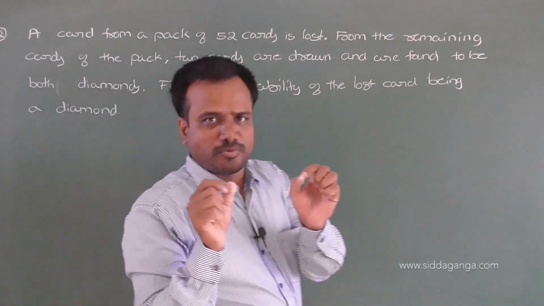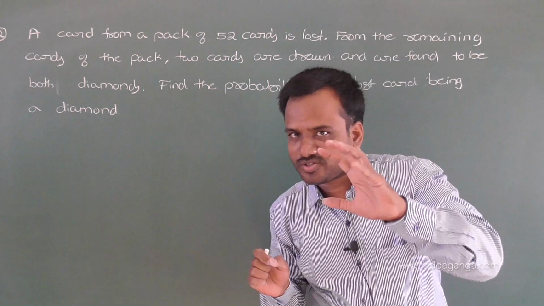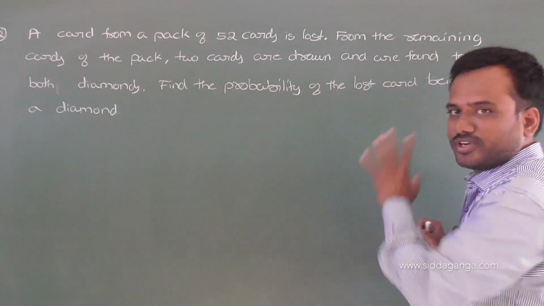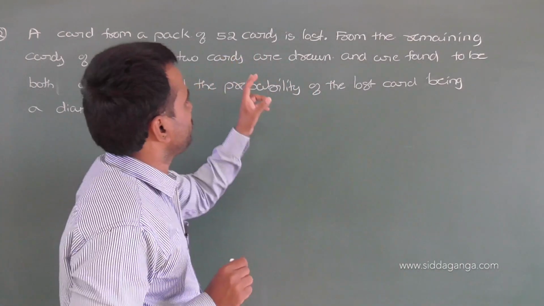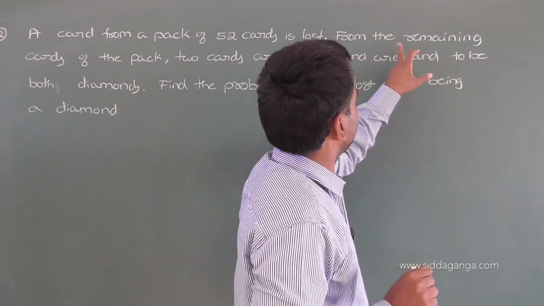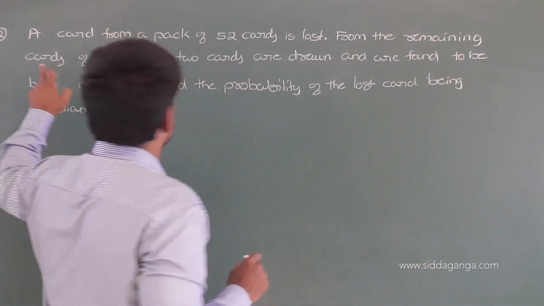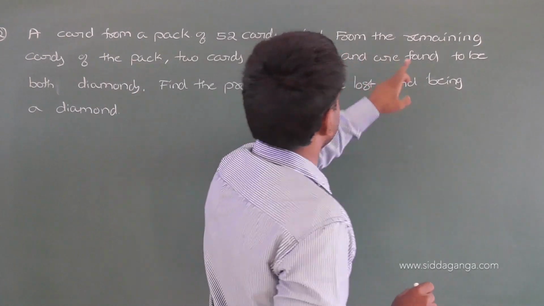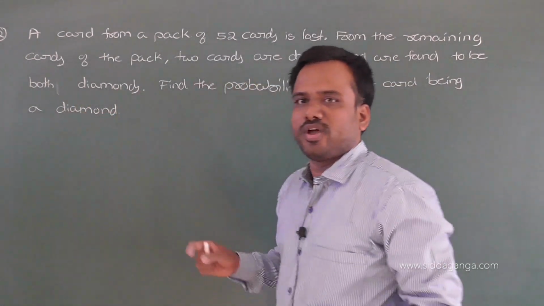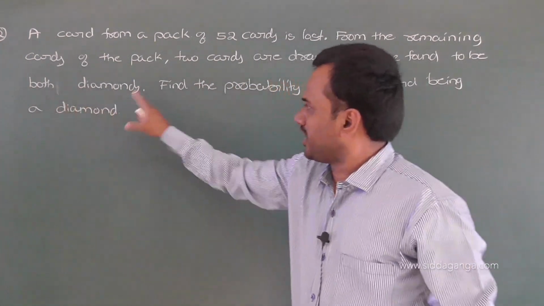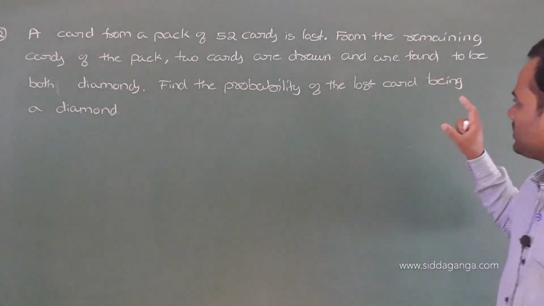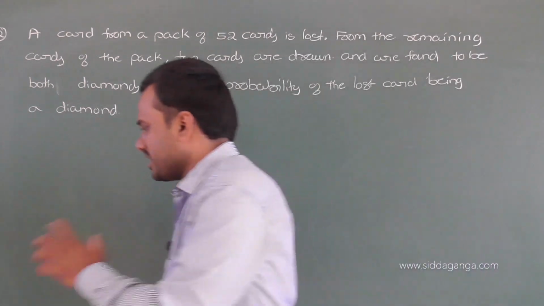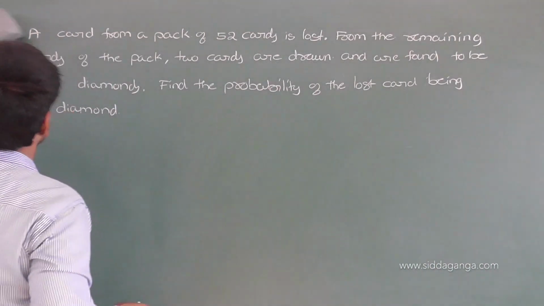This is a somewhat different problem compared to all the problems we solved in Bayes' theorem. A card from a pack of 52 cards is lost. From the remaining cards of the pack, two cards are drawn and are found to be both diamonds. Find the probability that the lost card is a diamond. So we write the answer.